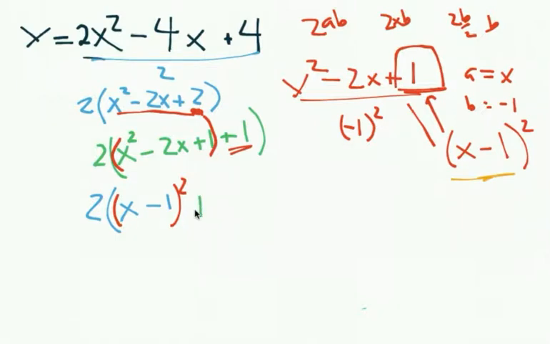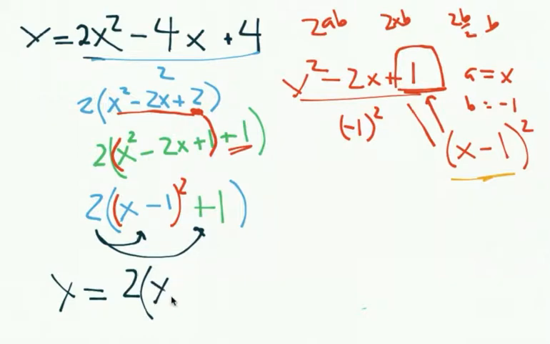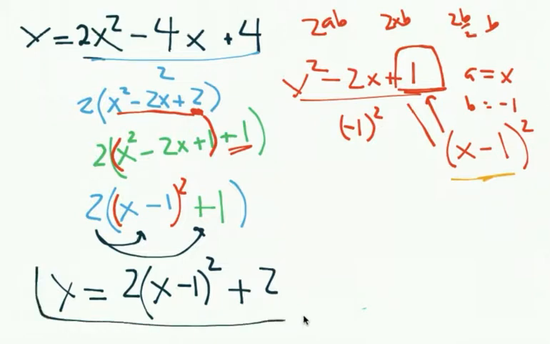Sorry, I'm going a little crazy with the colors right now, but whatever. Okay, so now the last thing I'm going to do, just to make it more like proper vertex form, is distribute this 2 in for both of them. And then our final answer is going to be y equals 2, and in parentheses, (x minus 1) squared plus 2, because we distributed that little 2 in there. And then that is your answer here.